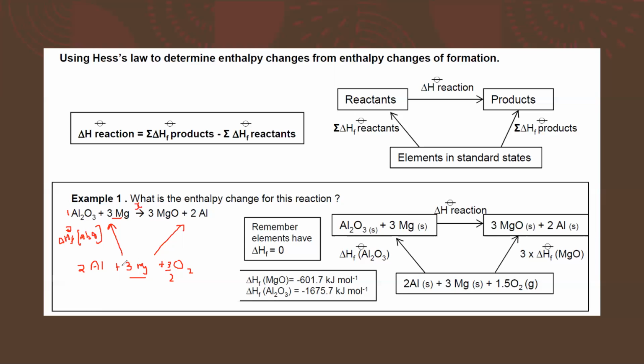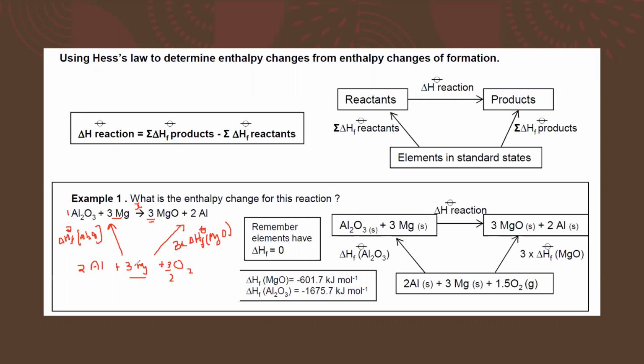Then aluminium, magnesium and oxygen react to form magnesium oxide and aluminium. So aluminium is not formed, it is the same before and after. Here magnesium oxide is formed, so this is the standard enthalpy change of formation of magnesium oxide. But how many moles of magnesium oxide are formed? 3 moles. So this is multiplied by 3, because for 1 mole that is delta HF of magnesium oxide, but for 3 moles it will be 3 times.